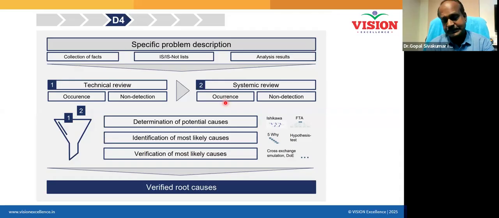Systemic review means the root cause is beyond the scope of your process.